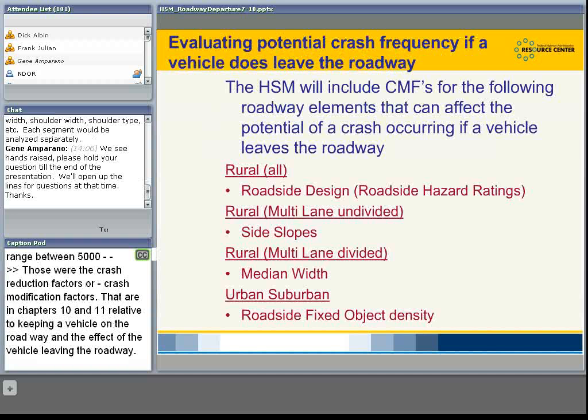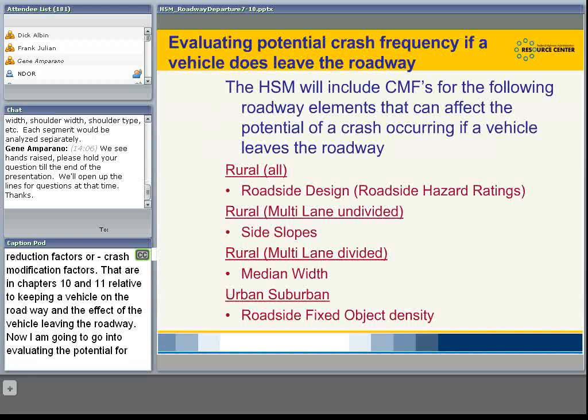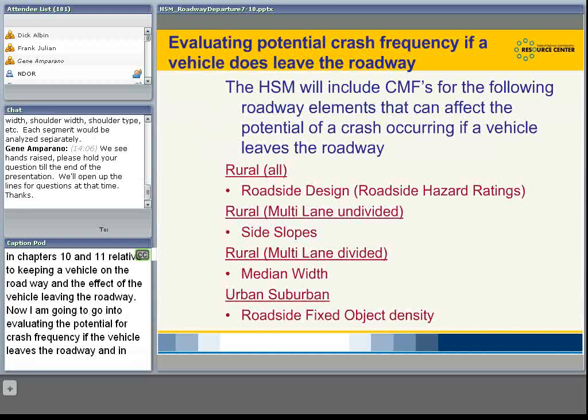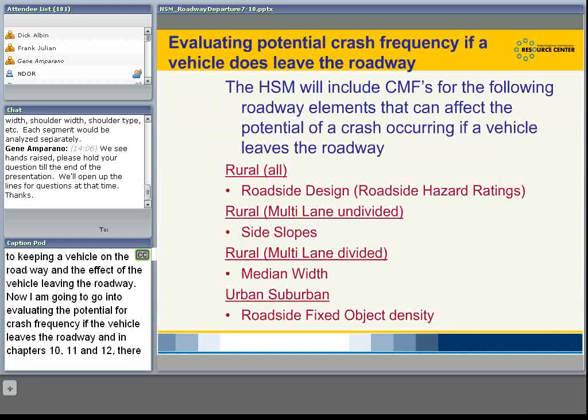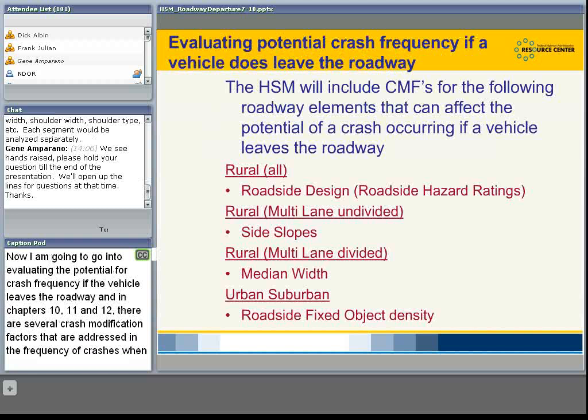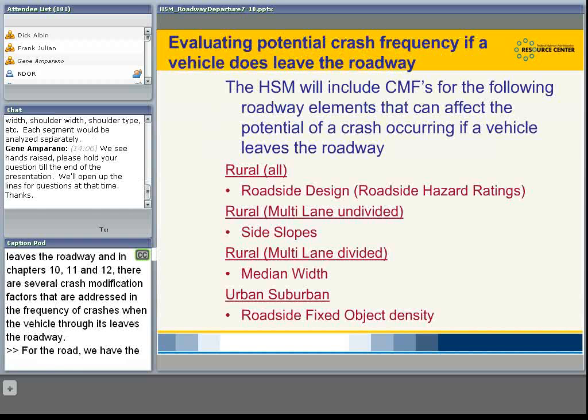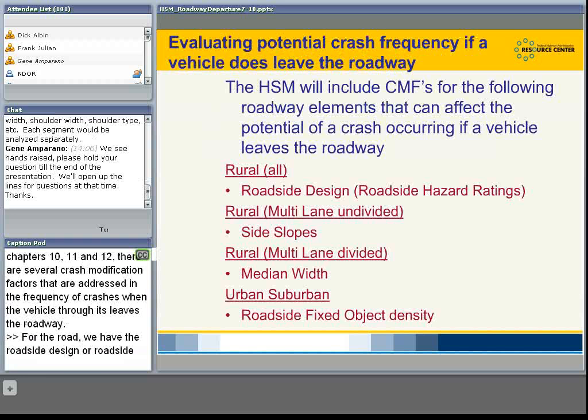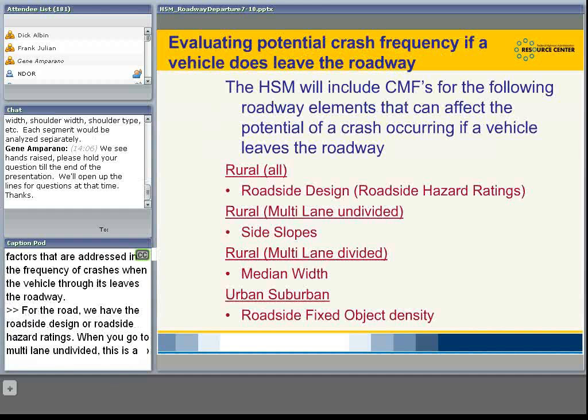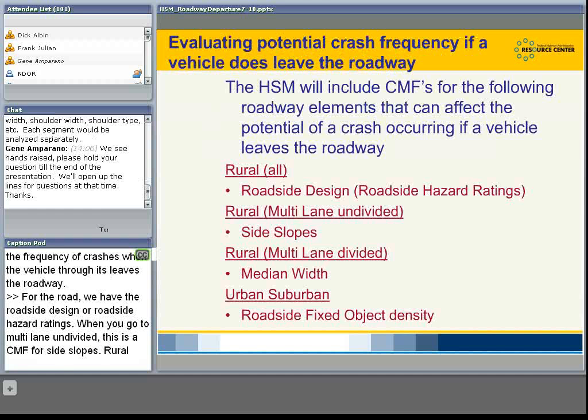So those were the crash modification factors in Chapters 10 and 11 relative to keeping a vehicle on the roadway, the effect of vehicles leaving the roadway. Now I'm going to go into evaluating the potential for crash frequency if a vehicle does leave the roadway. In Chapters 10, 11, and 12, there are several crash modification factors that address the frequency of crashes when a vehicle leaves the roadway.